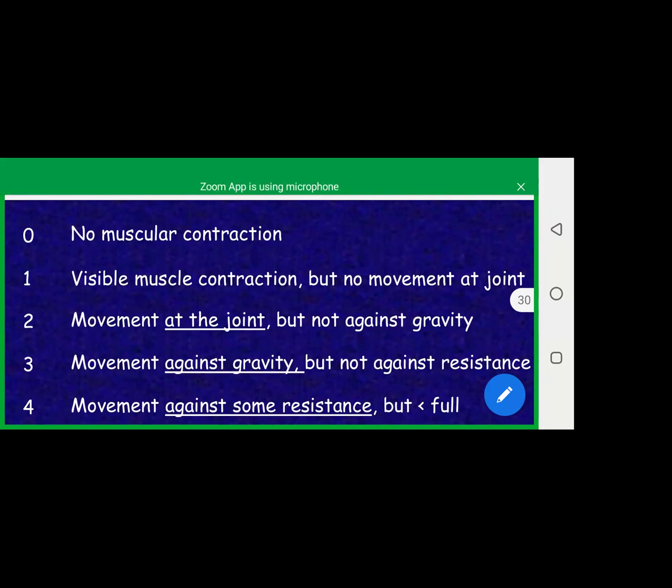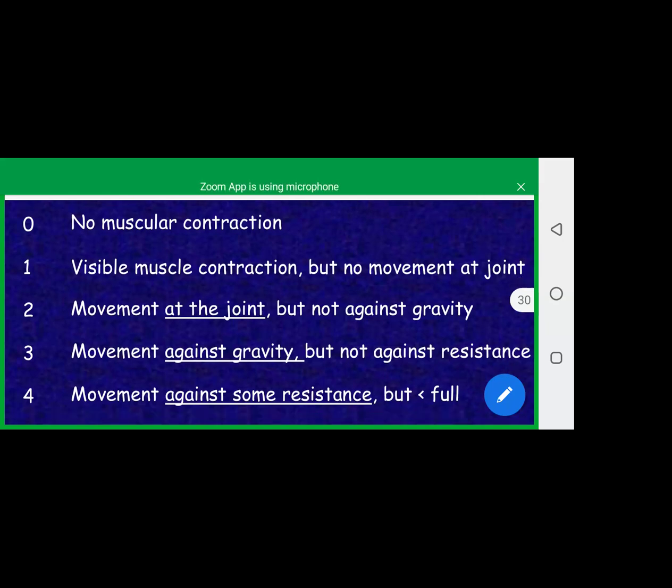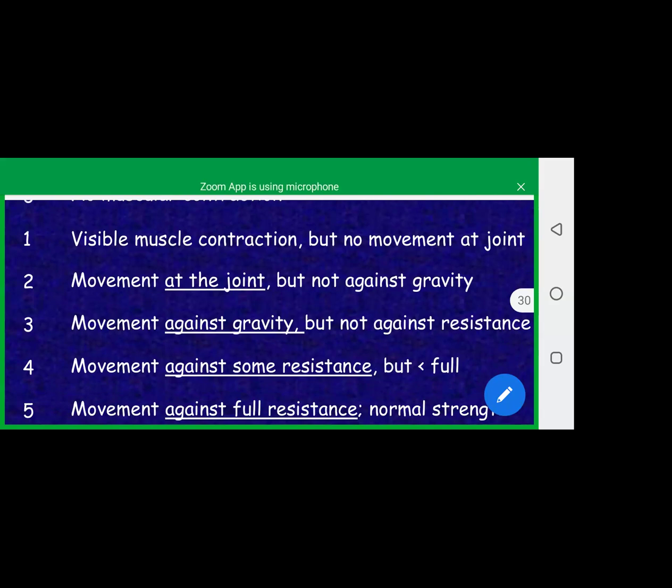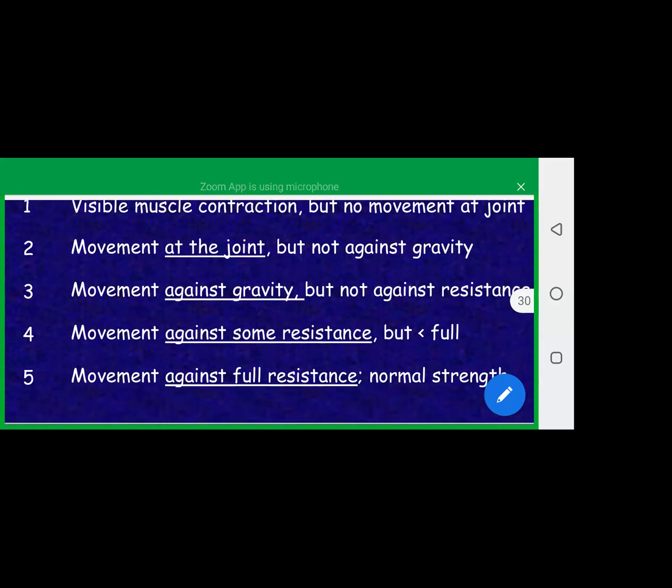Only the digits are moving. So 2 is just horizontal movement. The patient cannot move against the force of gravity, just horizontal movement. So number 3 is the patient is able to move it against gravity, able to raise the hand up or raise the leg up, but it will fall on its own, without putting any force, any resistance to bring it down.